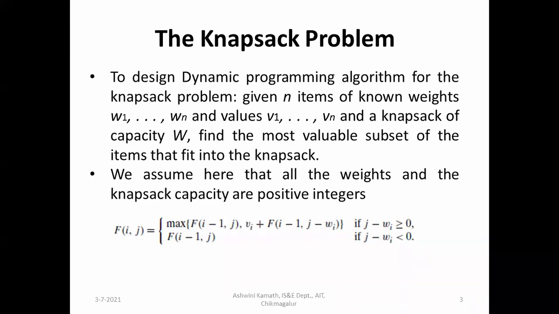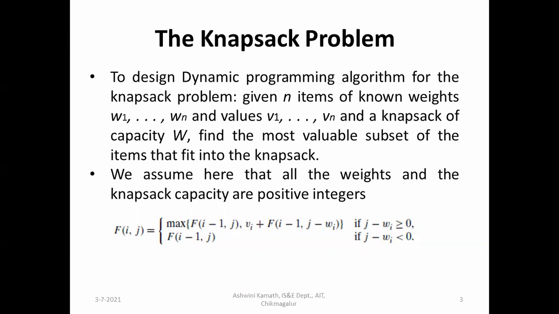So this is the recurrence relation which we are going to use for the knapsack problem. F of i, j is equal to the maximum of F of i minus 1, j, and vi plus F of i minus 1, j minus wi, where j minus wi must be greater than or equal to 0. That means i is the item which you are going to add into the knapsack, and j is the capacity of the knapsack.